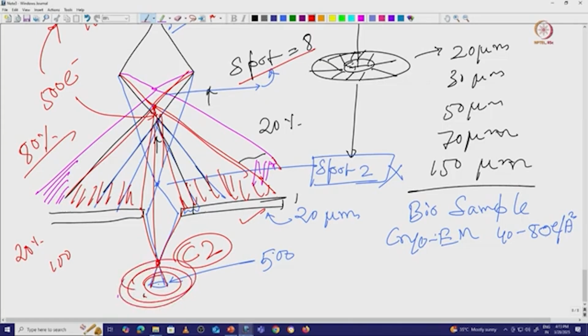So your beam diameter is not changing. Even if you have a cryo grid and a particular hole, you want to control the beam diameter as well as the electron dose.